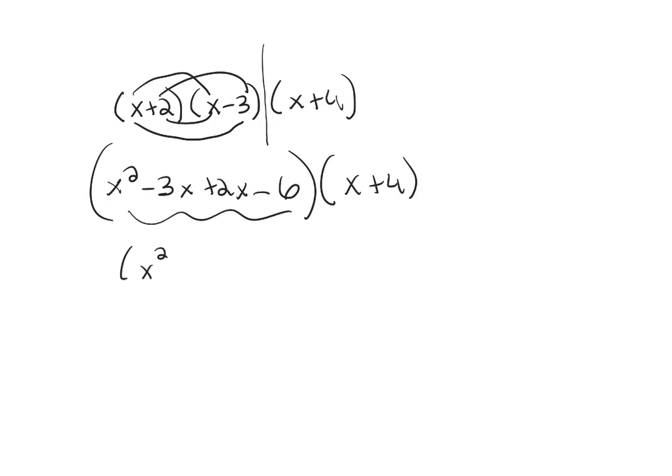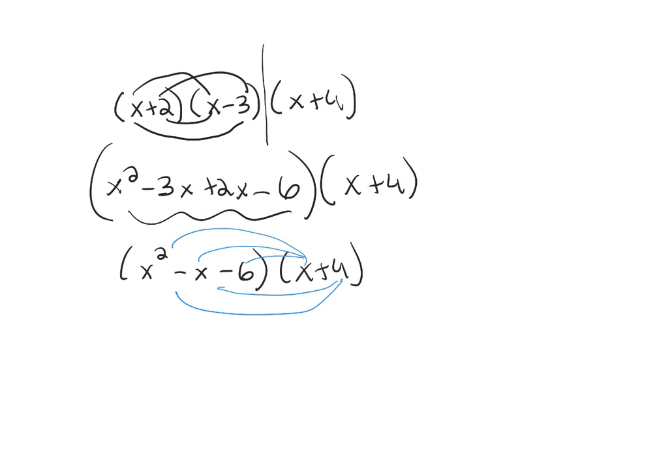So x squared minus x minus 6 times x plus 4. I'm going to take this x and multiply to all 3, and take the 4 and multiply to all 3. Then we can combine like terms. So let's do the x first. x times x squared is x to the 3rd. Minus x times x is x squared, and then minus 6x. Multiply everything by 4. So 4x squared minus 4x minus 24.